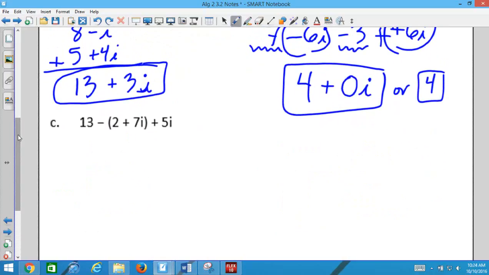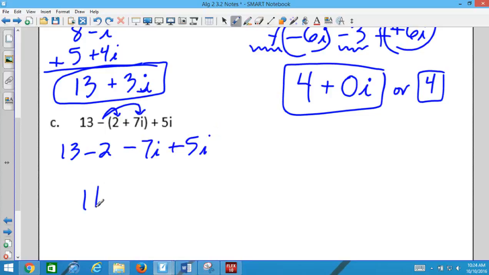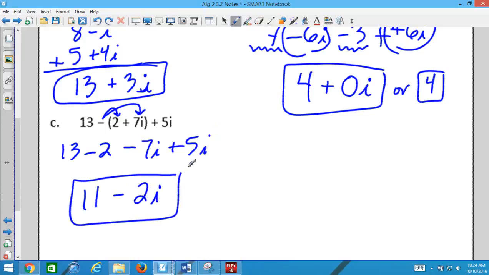And then letter C, do you see we have a minus sign out front of the parentheses? That means I have to distribute that minus sign inside the parentheses to get rid of it. So we have 13 minus 2 minus 7i plus 5i. And we look for our like terms. 13 minus 2 is 11. And minus 7i plus 5i is minus 2i. And we leave it like that.